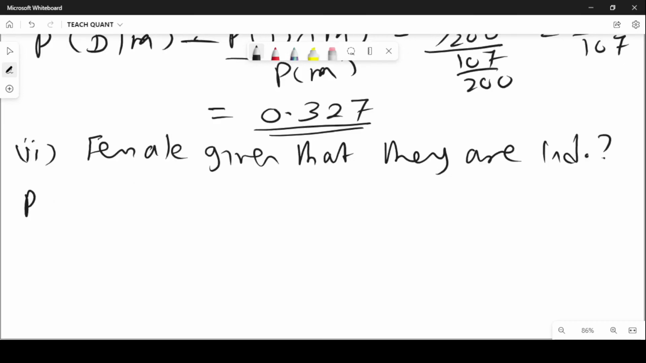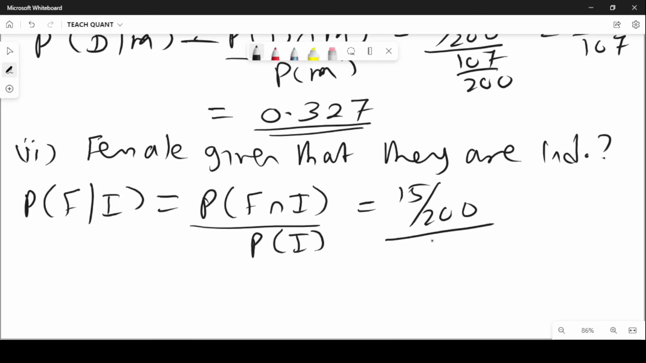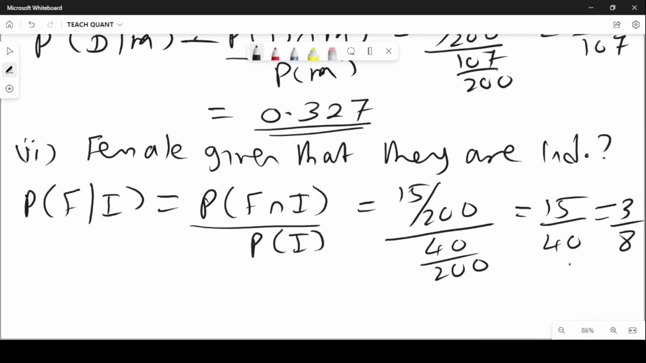So the probability of female given I will be the probability of F intersection I all over the probability of I. And we know the probability that it is a female and independent is 15 over 200. And the probability of being independent is 40 over 200, which gives 15 over 40, which is 3 over 8, alternatively 0.375. So you can leave it as a fraction or as a decimal.